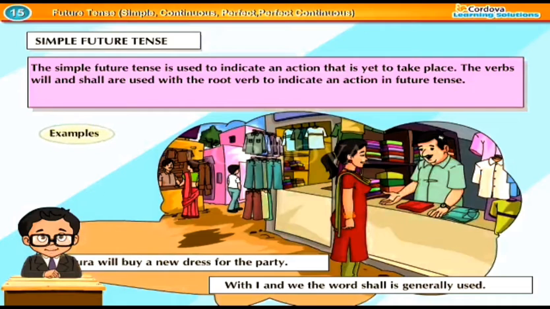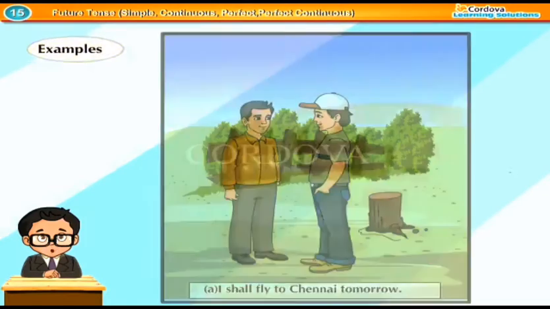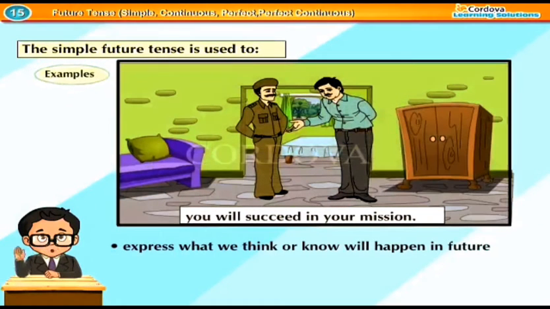With I and we, the word shall is generally used. Examples. I shall fly to Chennai tomorrow. We shall go for a picnic very soon. The simple future tense is used to express what we think or know will happen in future.